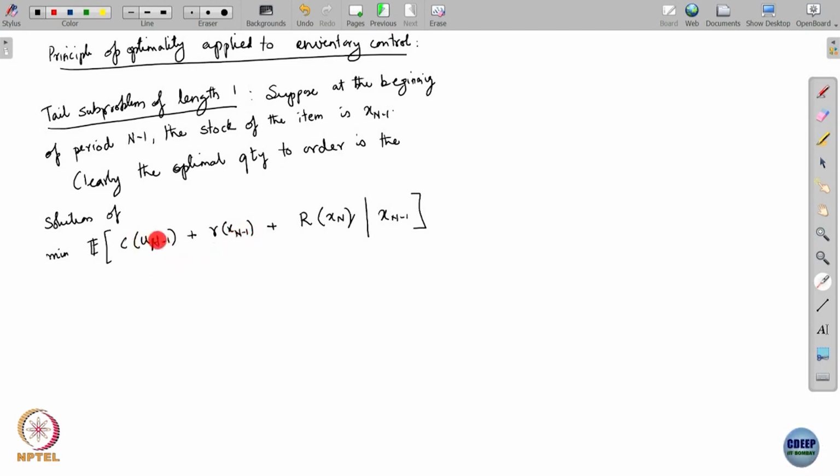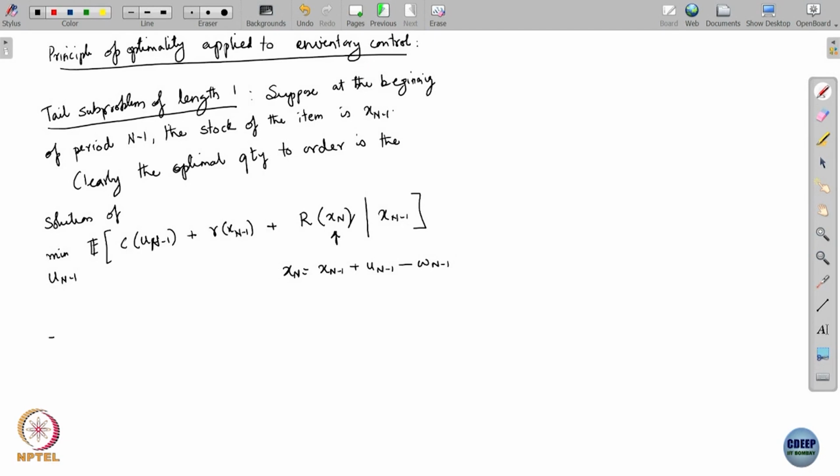Likewise, u n minus 1 is to be chosen as a function of x n minus 1, so this quantity is also deterministic. So, this optimization is now simply a vector optimization. Although there is an expectation here, we are not optimizing over functions. All the randomness involved is present in x n, and that is because x n itself is equal to x n minus 1 plus u n minus 1 minus w n minus 1. The w n minus 1 is the random term.